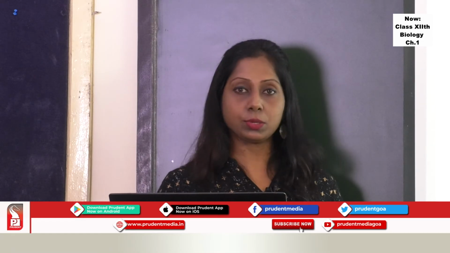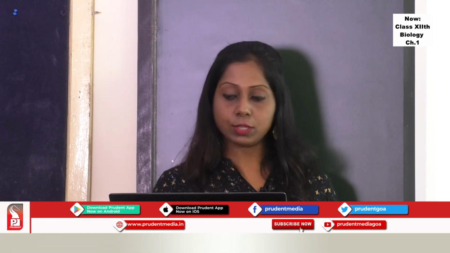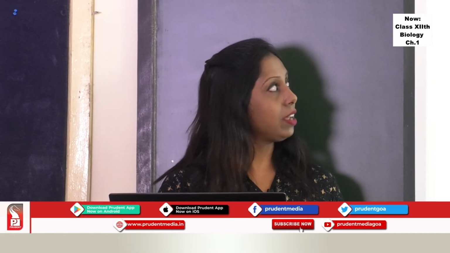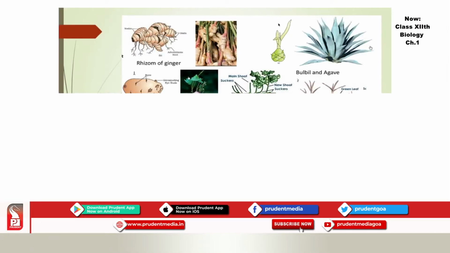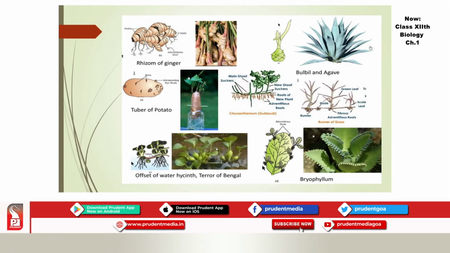I hope you have understood this, students, with the examples. So let's move forward in understanding the next subtopic. But before that, you can quickly go through the diagrams here of the various vegetative propagules mentioned in the slide. The rhizome of ginger, the tuber of potato, have a look at it. This is an offset. This is the creeping stem involved in bringing about vegetative propagation, seen in water hyacinth, also known as the terror of Bengal. You have the others.